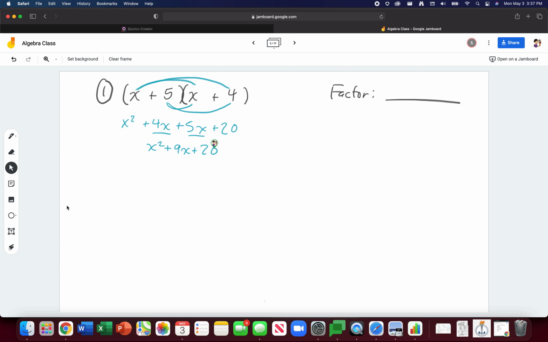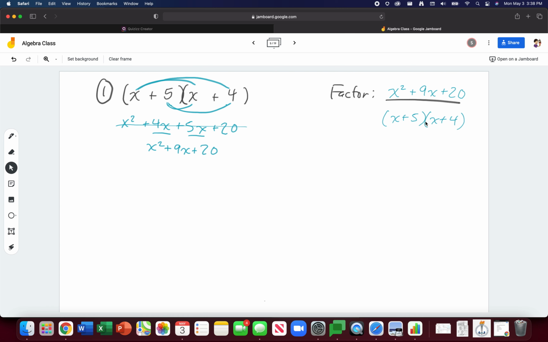And maybe you are comfortable skipping this step here, right? And you knew that these 2 numbers were going to add to this number and multiply to this number. That's cool. If you were comfortable doing that, kind of skipping that step, that's okay. But the question that you're going to put into Quizizz right now is x squared plus 9x plus 20, right? And the answer is going to be that the 2 factors are x plus 5 and x plus 4.